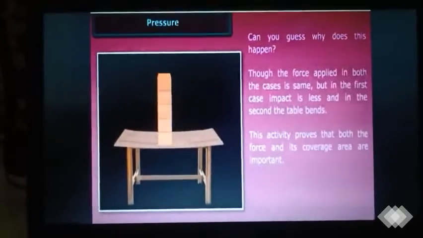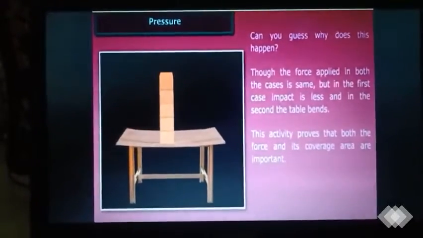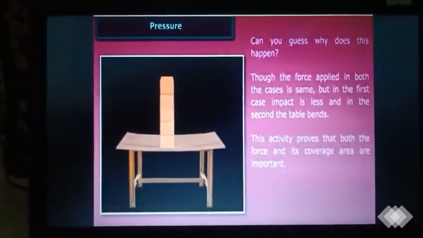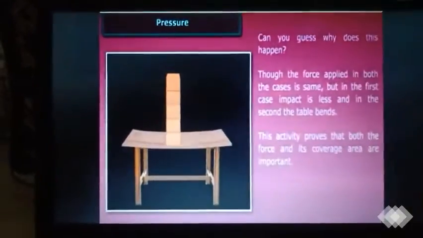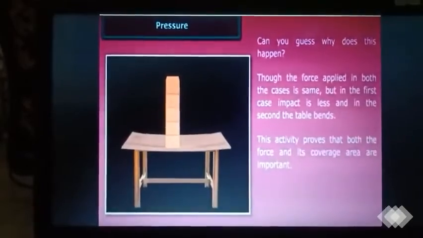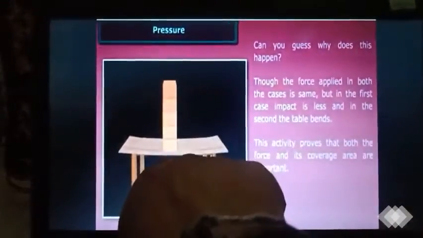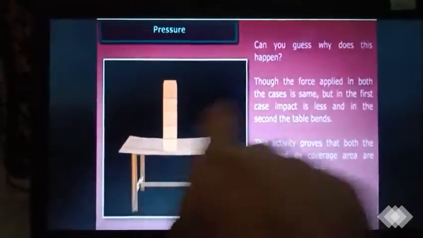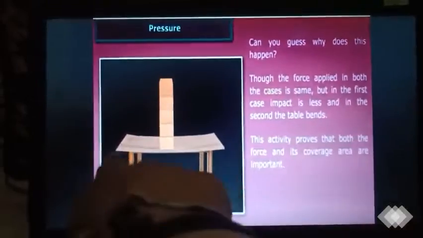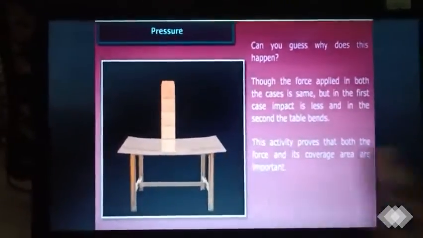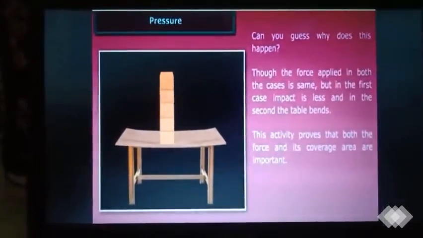Whereas if the same boxes are kept one above the other, what will happen at that time? The area is very less. When the area is less, what will happen? The pressure will be more. So the weight of all the 5 boxes will be concentrated on this lesser area, so the pressure will be more. You can see there is a bend on the wooden table. This is a good example for pressure.